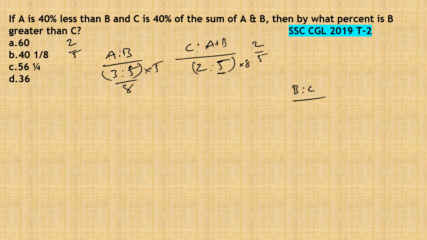What we need to find? B is to C now. 5 5s are 25. That is the ratio of B. What is the ratio of C? 8 2s are 16. By what percent is B greater than C? That is 9 more than C into 100. That equals 900 by 16. 16 5s are 80, 16 6s are 96. 56 point something is the answer. That is 56 1 by 4.